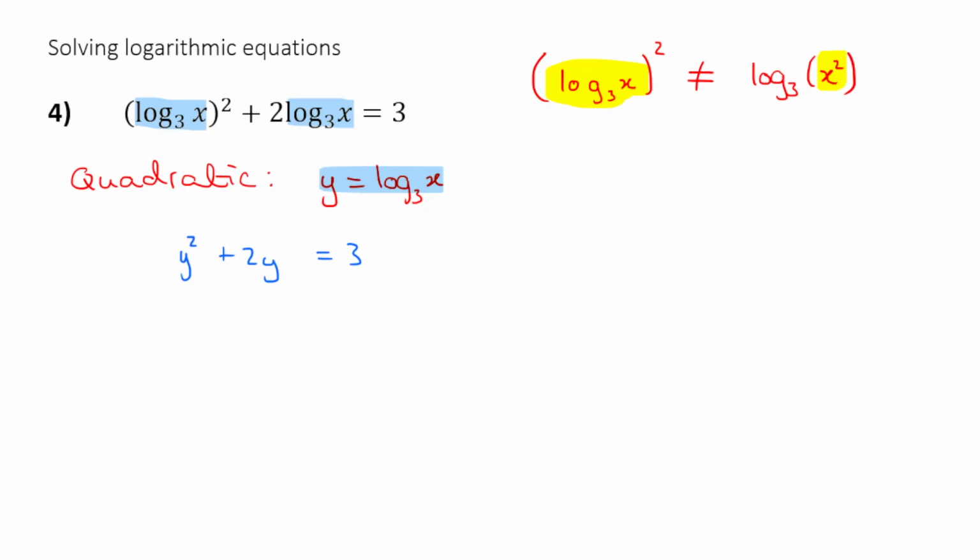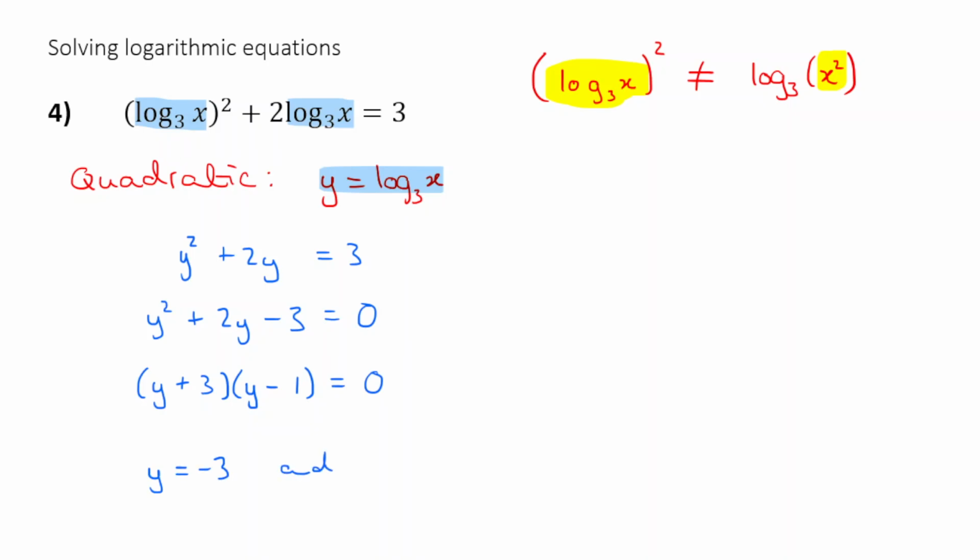So it's got y squared. Let me just rearrange it to make it a quadratic that we know how to solve. Y squared plus 2y minus 3 is equal to 0. We can factorize this. So (y plus 3)(y minus 1) is equal to 0. And so that's going to give us two solutions. Y is equal to negative 3 and y is equal to 1.